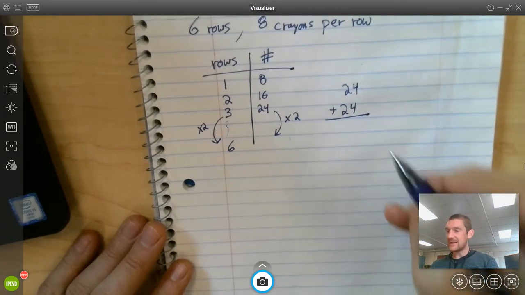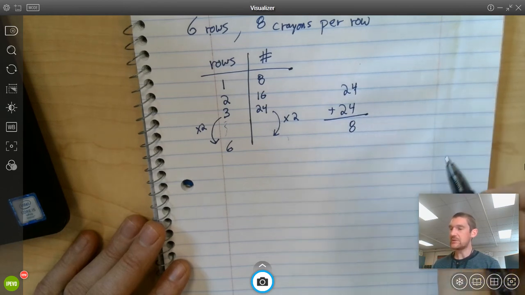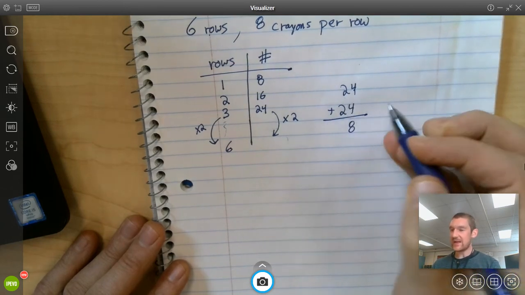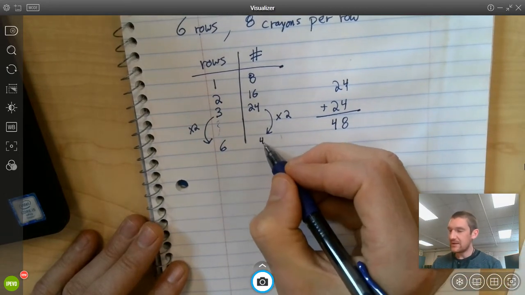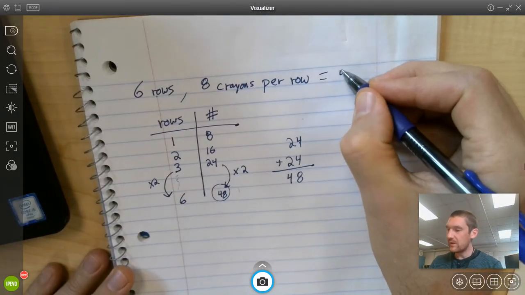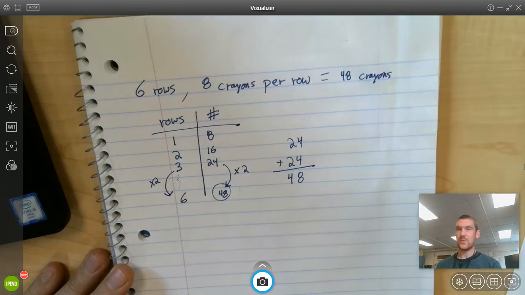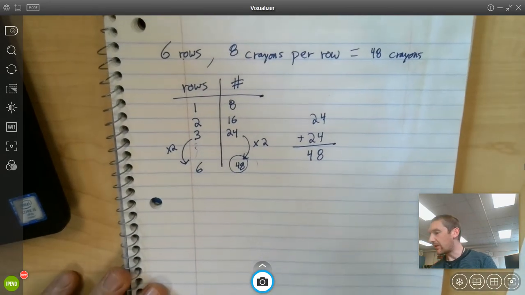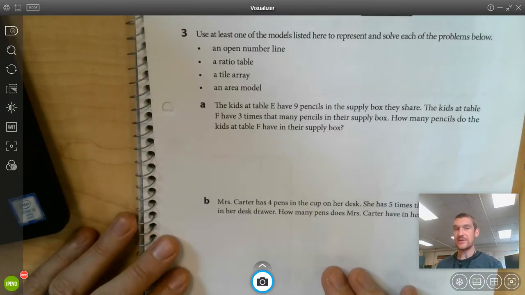Okay? I see that's 8 ones, 4 ones and 4 ones is 8 ones. 2 tens and 2 tens is 4 tens. 4 tens and 8 ones gives me a total of 48. So this would equal 48 crayons.